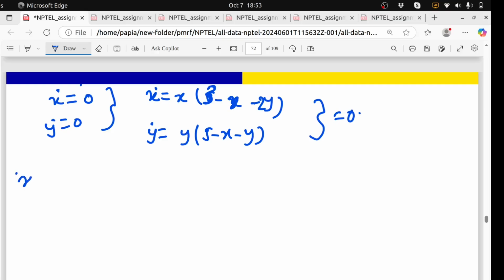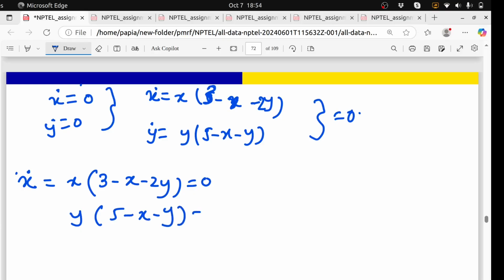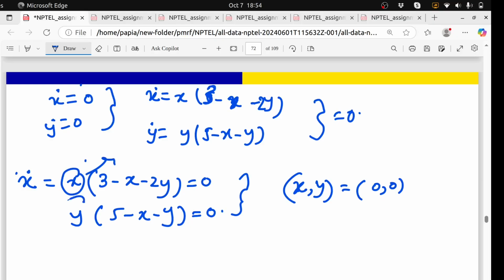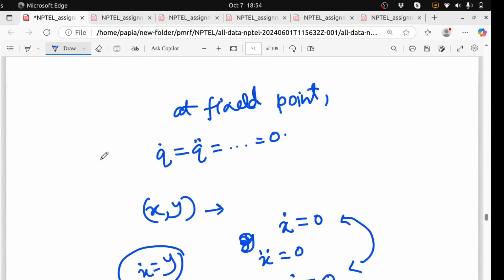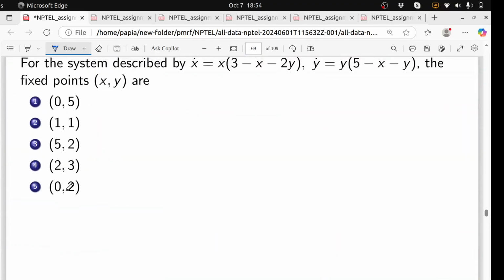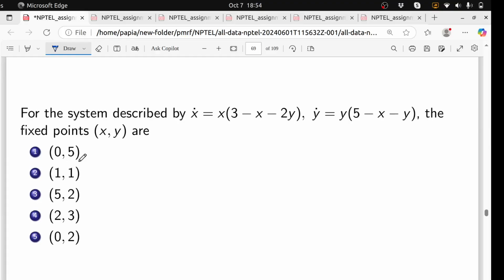So I need to find the solution where 3 minus x minus 2y equals 0, as well as y into (5 minus x minus y) equals 0. So what are the solutions for this case? First solution, I can see that 0, 0. Because if you just put x equals 0, then the total equation will vanish. Here y equals 0, then the total equation will vanish. But in the options, there is no 0, 0 option. So we need to check which one is correct. Let's say I am talking about 0, 5.